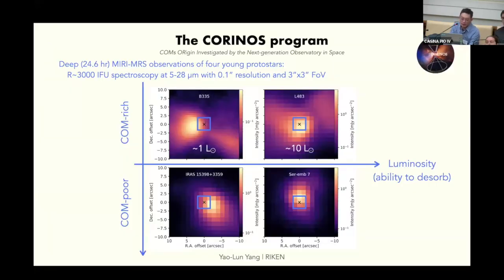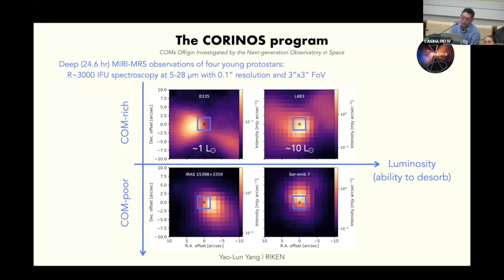So the inheritance scenario is the basis of how we put together this Cycle 1 program. We pick 4 sources, a minimum sample, to sample 2 axes. One is COM-rich versus COM-poor, which is determined by the gas phase. The other axis is luminosity, basically as a proxy for the ability to desorb these icy molecules.